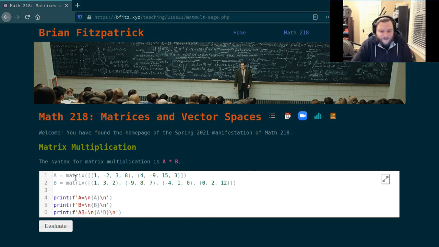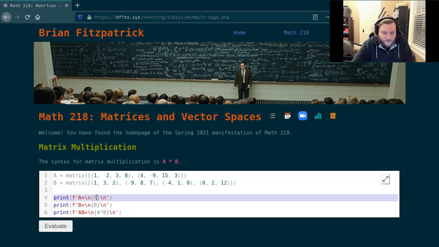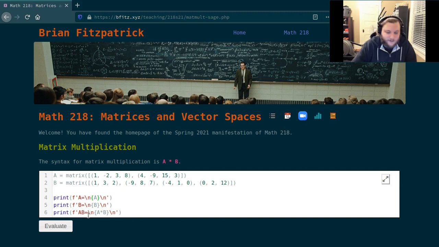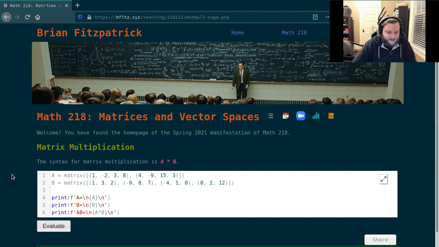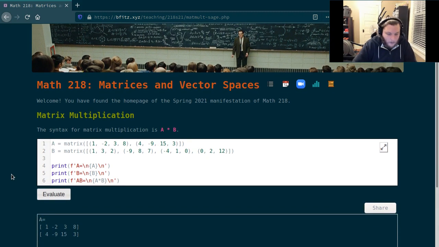So I have predefined code here where I've predefined a matrix A, I've predefined a matrix B, and then I have three print statements down here. The first one will simply just print out the matrix A that we're working with. The second one will print out the matrix B we're working with. And then the third line will print out the product. So let's click evaluate here and see if there's anything to learn.